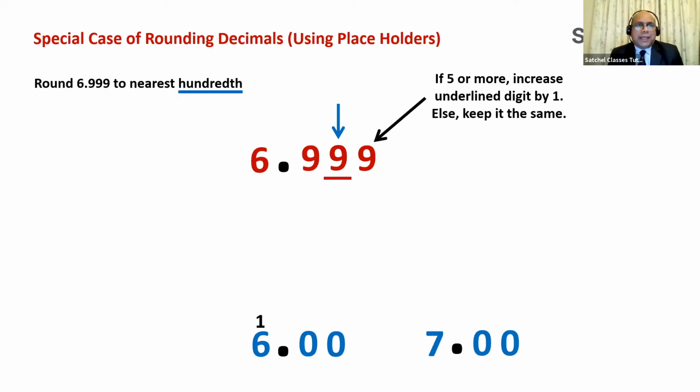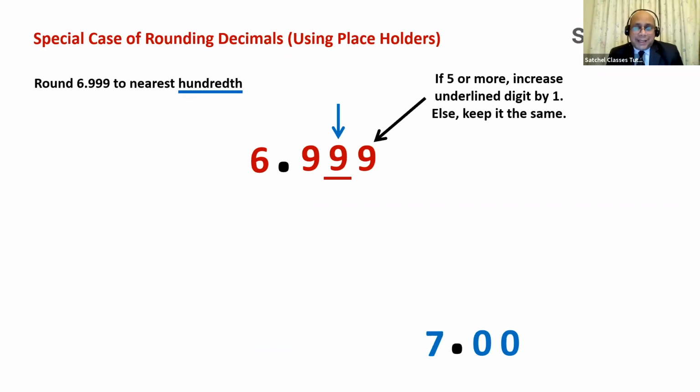So 6.999 rounded to the nearest hundredth is 7.00. Now, some of you may argue that what's wrong in writing simply 7, because 7 is the same as 7.00. But that will be incorrect, because if I write 7, then you're rounding the number to the nearest whole. We need to round the number to the nearest hundredth, so we need to show 2 decimal places in the answer, even if they are zeros. So the correct answer is 7.00 and not 7. Make a note of that.